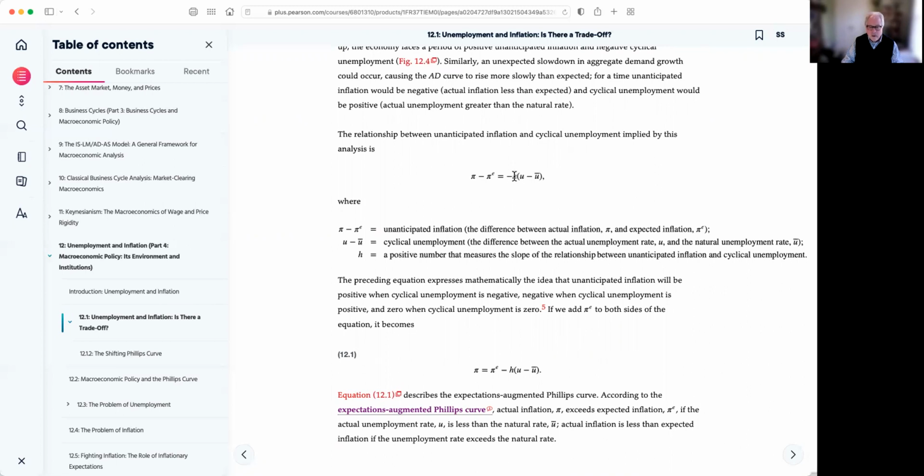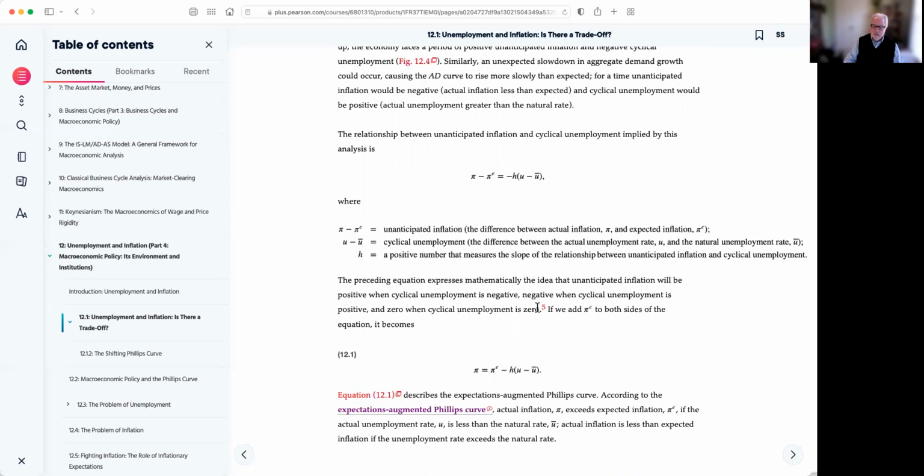H is just a number. It's the slope of the Phillips curve, essentially. It's the relationship between unanticipated inflation, this left side, and cyclical unemployment, which is the difference between the actual unemployment rate and the full employment unemployment rate, the natural rate of unemployment, which is made up of frictional plus structural unemployment. You can go back to chapter 3 to learn more about that if necessary.